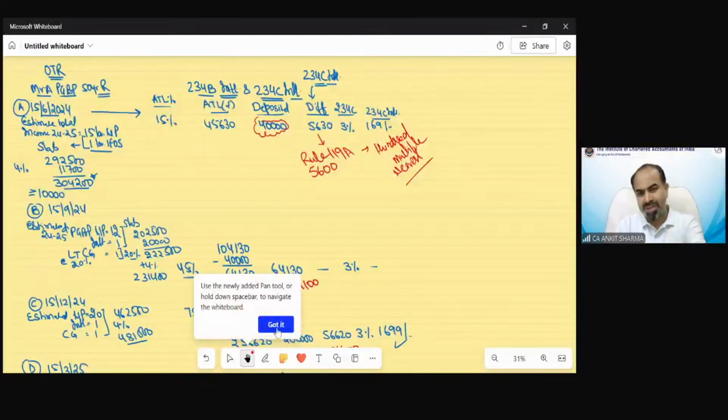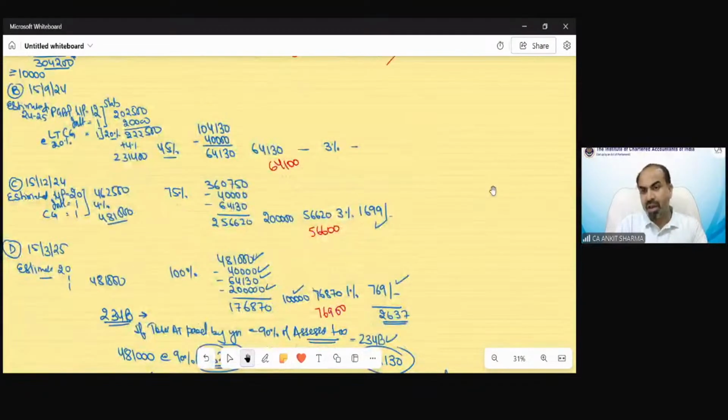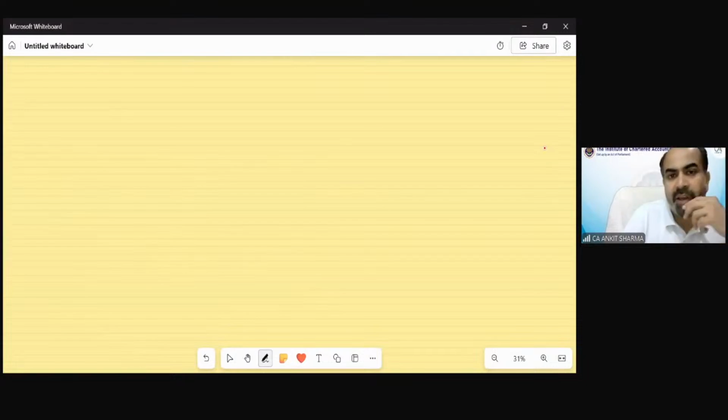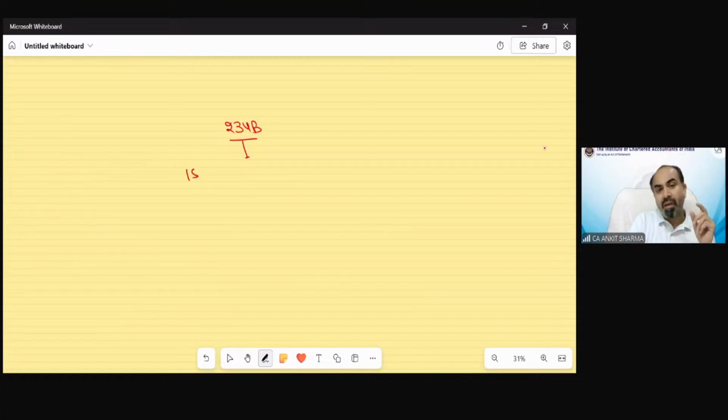If you want to understand, their applicability is different. Interest under section 234B is applicable if it is on the last day. The interest applicability needs to be checked on the last day of advance tax deposit, that is 15th March 2025. So if your advance tax deposited is less than 90% of your assessed tax, which has been assessed in the assessment year, then 234B interest would be applicable.